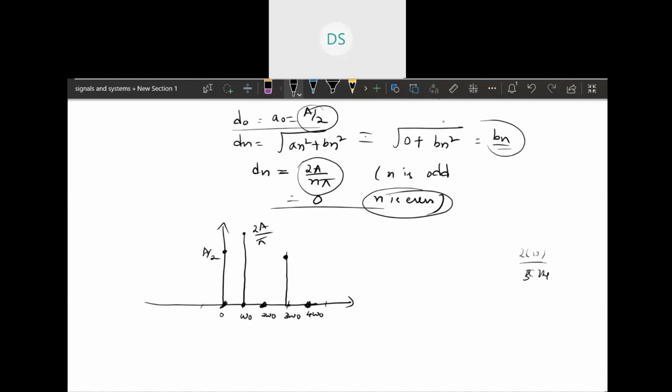Again at 4 omega naught it is 0, at 5 omega naught it is 2a by 5 pi, at 6 omega naught it is 0, and at 7 omega naught it is 2a by 7 pi, and so on. This is your magnitude spectrum, mod dn versus n omega naught.